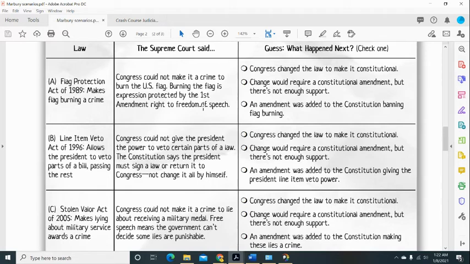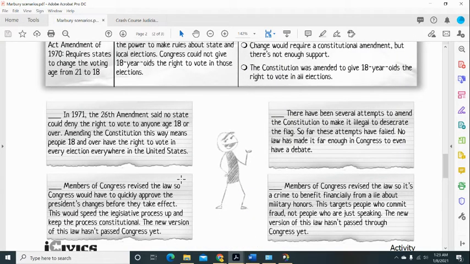Line item veto. This is where, and I think I talked about this when we talked about Congress, the president would have certain powers to cross out certain pieces of legislation, certain line items in budgets that he didn't like, allowing the president to veto part of a bill and pass the rest. Well, Congress cannot give the president the power to do that. The president must sign a law or return it to Congress, not change it all by himself. So members of Congress reacted by revising the law so that the president would have to quickly approve the changes before they take effect.